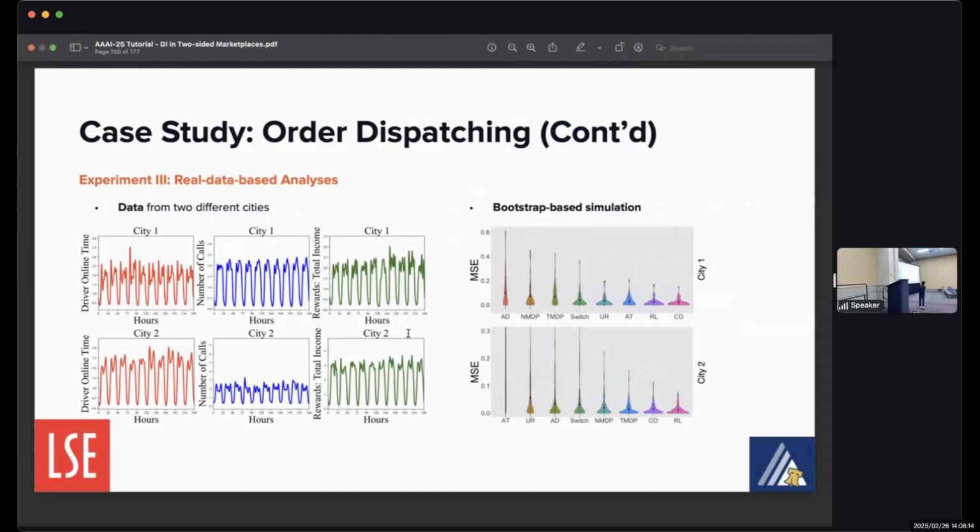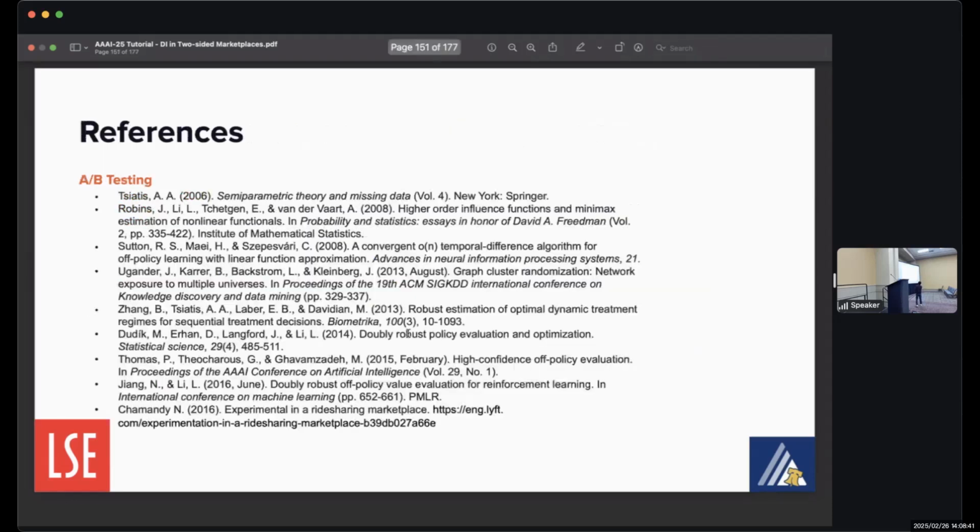And finally, we also conduct some real-data-based analysis, using data from a ride-sharing company. This is how the data looks, and we conduct some bootstrap-based simulation to compare the performance of those different designs. And you can also see, generally speaking, the ARMA designs achieve the best performance. They achieve the smallest mean square error. So that's all for my part.